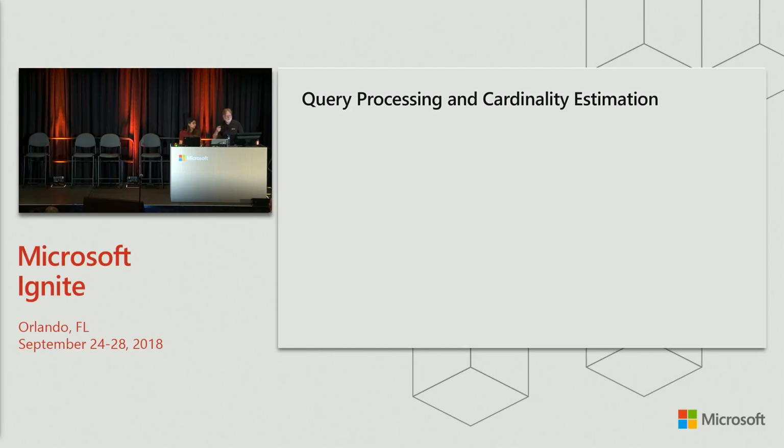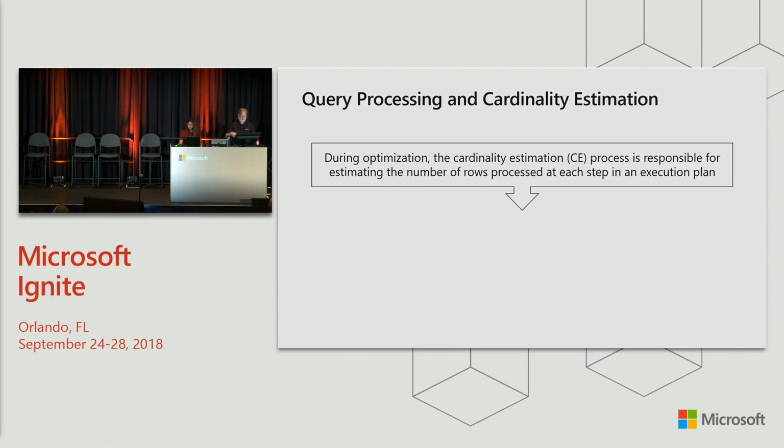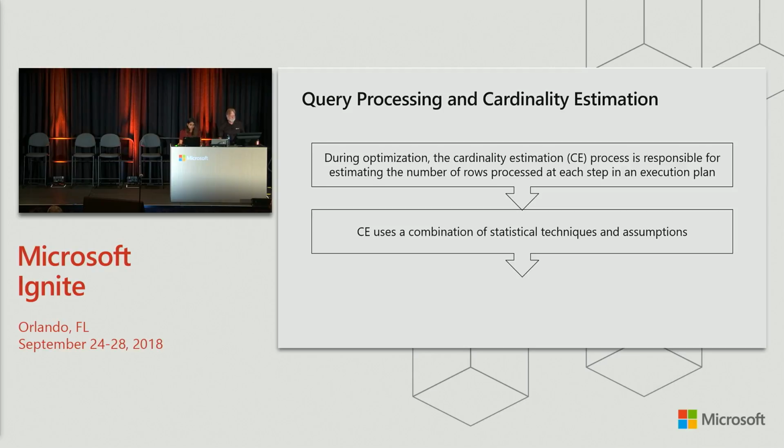So query processing getting good, efficient queries, getting good performance has a lot to do with cardinality estimation. So that's the art or science of predicting from a given query how many rows are going to flow out of each of the tables and through each of the branches within the query plan. So during optimization, cardinality estimation is responsible for estimating the number of rows at each step in the query plan.